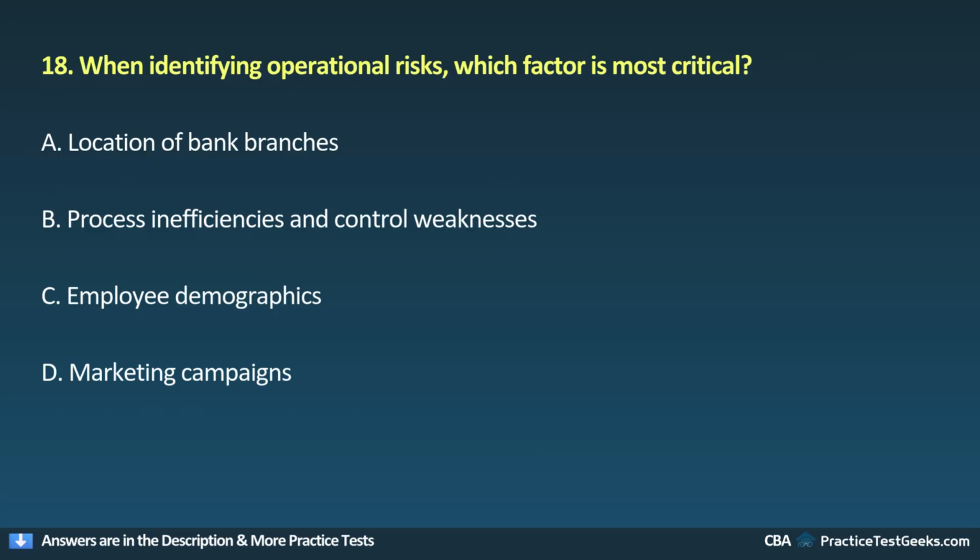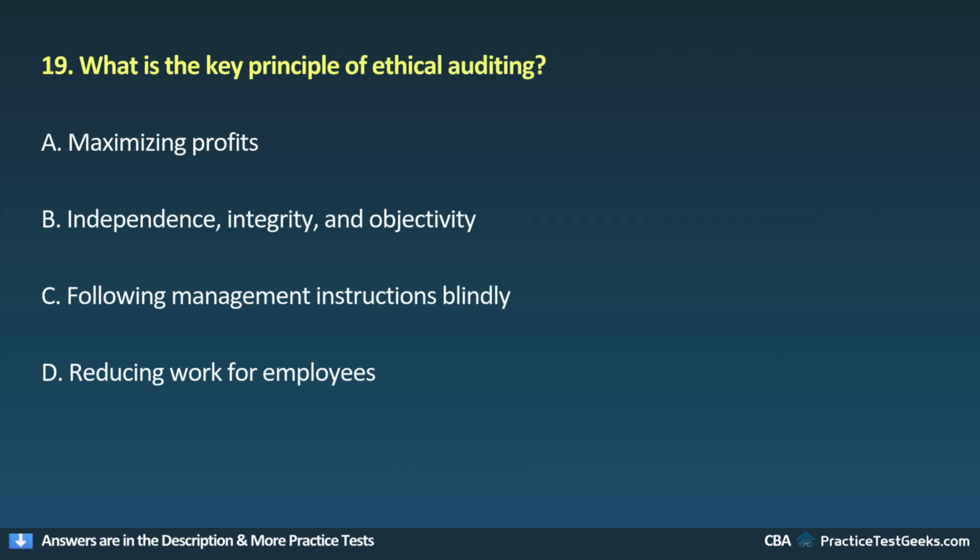18. When identifying operational risks, which factor is most critical? A. Location of bank branches. B. Process inefficiencies and control weaknesses. C. Employee demographics. D. Marketing campaigns.